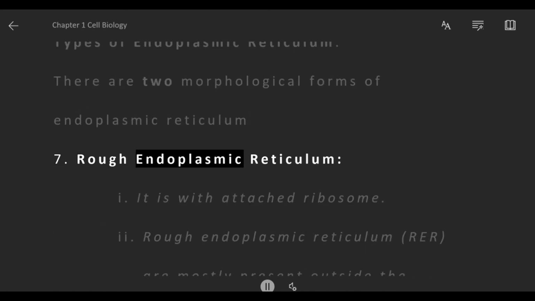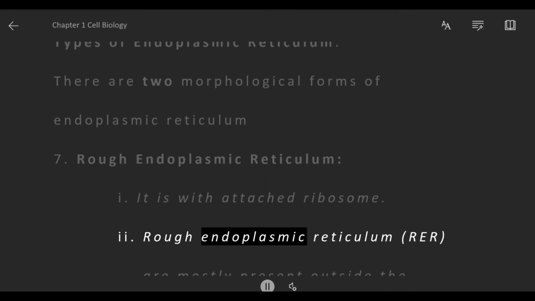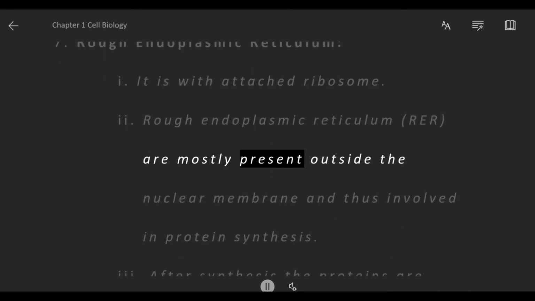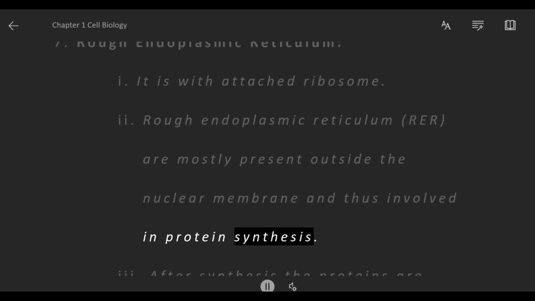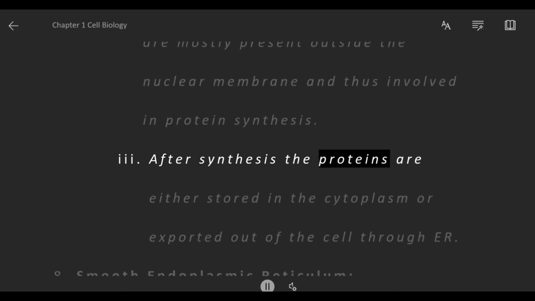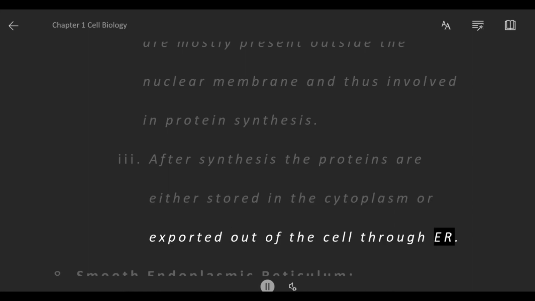7. Rough endoplasmic reticulum. 1. It is with attached ribosomes. 2. Rough endoplasmic reticulum, RER, is mostly present outside the nuclear membrane and thus involved in protein synthesis. 3. After synthesis, the proteins are either stored in the cytoplasm or exported out of the cell through ER.